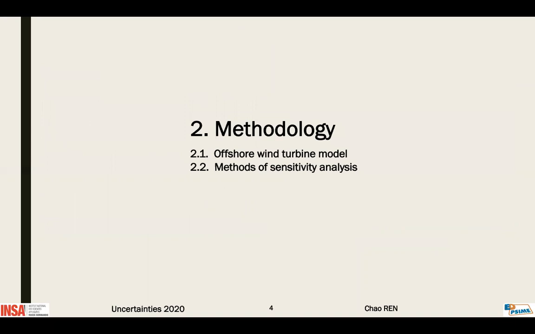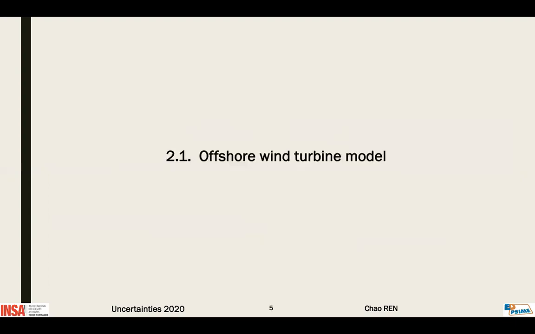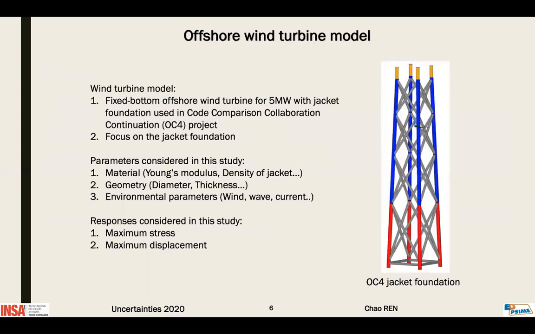Then I will talk about the methodology used in this study. First, the offshore wind turbine model, and then the sensitivity methods used. The wind turbine model used in this study is a fixed-bottom offshore wind turbine with a jacket foundation designed for the OC4 project. It's a very classic offshore wind turbine. I'll focus on the jacket foundation as shown in the right figure. In this study, the uncertain parameters considered are material, geometry, and environmental parameters. Their influence on the maximum stress and displacement will be discussed.